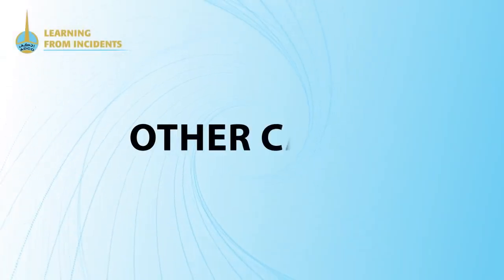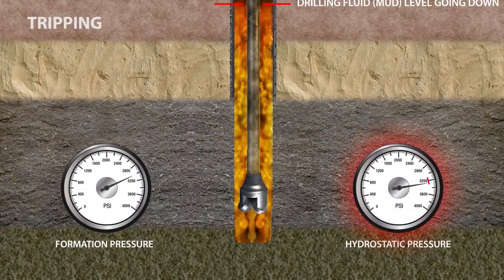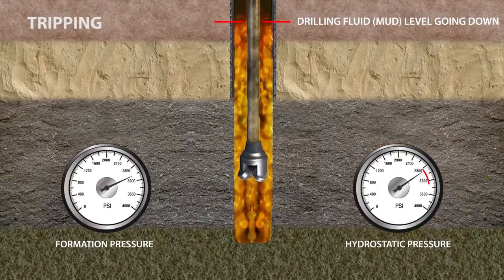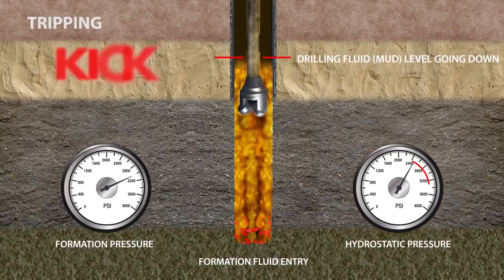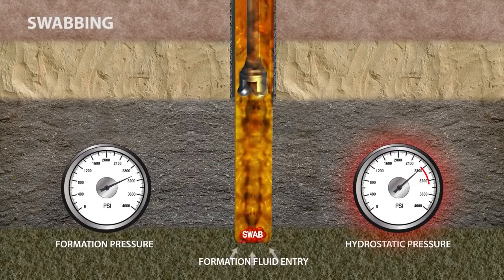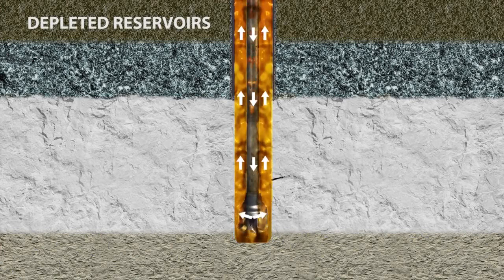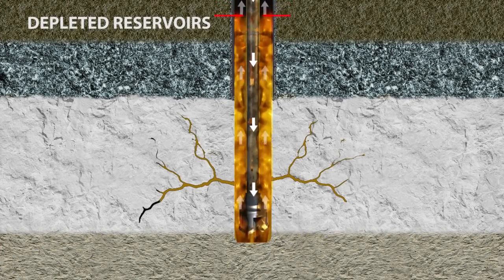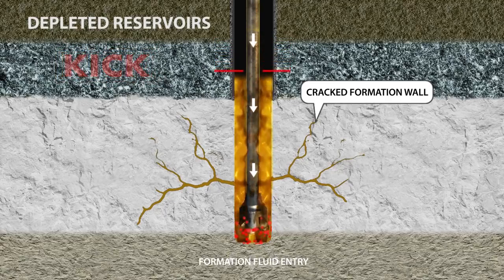There are other cases when a kick can occur. Let's review some of them. While tripping, if there is a failure to keep the hole full of mud to maintain adequate hydrostatic head, then the hydrostatic pressure will be less than the formation pressure, inducing a kick. Swabbing while pulling out of a hole too fast can produce a suction effect, resulting in a decrease in the bottom hole pressure large enough to allow formation fluids to enter the wellbore, creating a kick. When drilling takes place too fast and into depleted reservoirs without proper reinforcement, it can lead to cracking in the walls and thus losing fluids into the formation, inducing a kick.